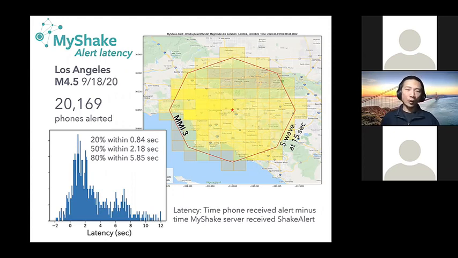So overall, because this is a smaller earthquake and also occurred in a densely populated area, most people probably already felt the shaking when they received the message. But the people around here got a few seconds of warning before the shaking actually started at their locations. So this is a real test for MyShake actually sending out the alerts.